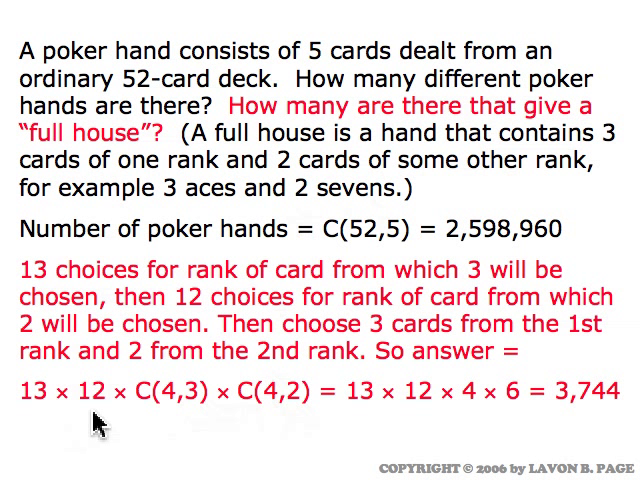So to summarize here, I'm looking at the multiplication principle. This is a moderately complicated example, isn't it? But I'm using just the combinations formula together with the multiplication principle. 13 choices for the rank where the 3 cards come from, 12 choices for the rank where the 2 cards come from. Combinations of 4 choose 3 counts the number of ways to pick the 3 cards from the one rank. This counts the number of ways to pick the 2 cards from the other rank. Multiply that all out, and you come out with 3,744 as the total number of possible poker hands which give you a full house.